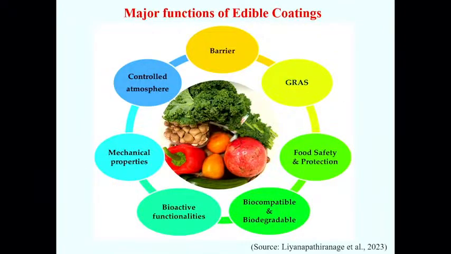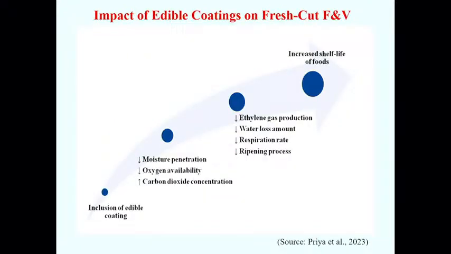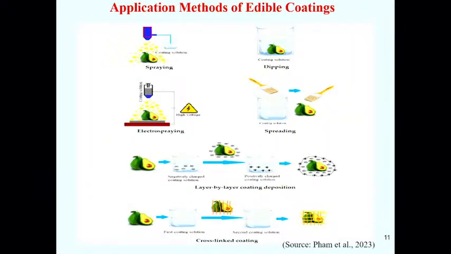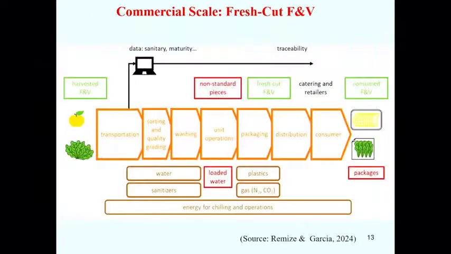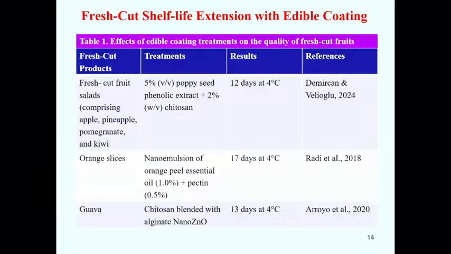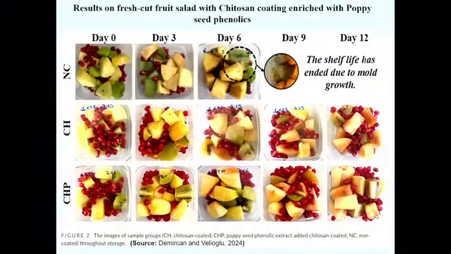These are the major functions: barrier properties, controlled atmosphere, mechanical properties, bioactive functions. Then the impact of edible coating. These are the technologies and procedures, and the commercial scale for fresh fruits. These are the recent reviews. We have seen the maximum enhancement. In one experiment we found that shelf life could be extended by 12 days.